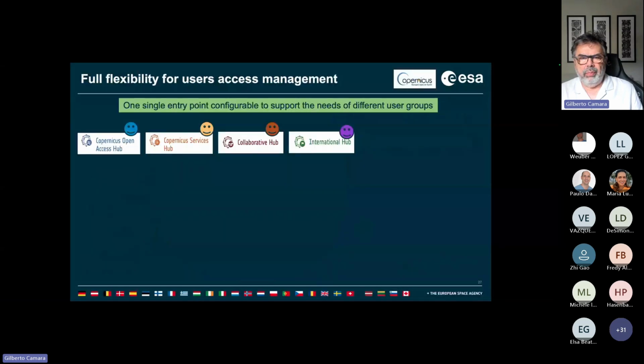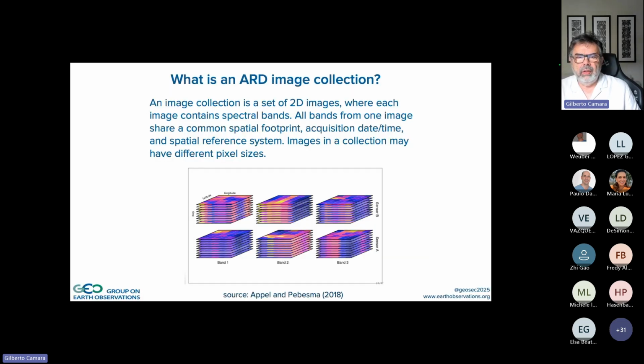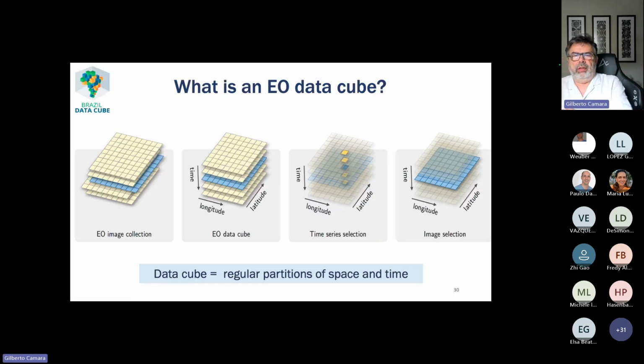I'm not going into detail, I'm going to jump a little bit so that we get to the main concepts here. So the analysis-ready data is like this. Image collections are not regular in space and time. Bands may have different resolutions. Temporal intervals may be irregular. So all of this is organized in such a way that it's the best that the space agency can do, but it's not what we need. So we need to put this nicely into a data cube.